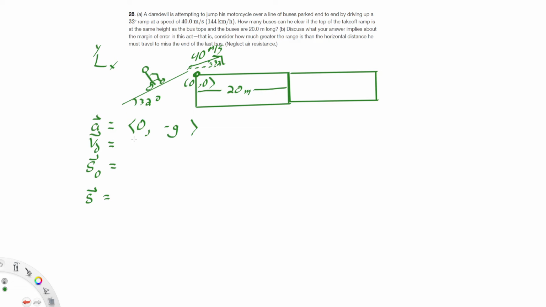What's our initial velocity? Is it going to be 40 cos of 32? That's exactly right. Initial position?